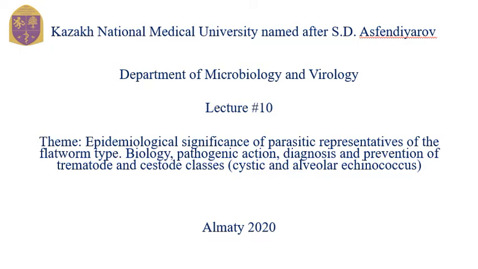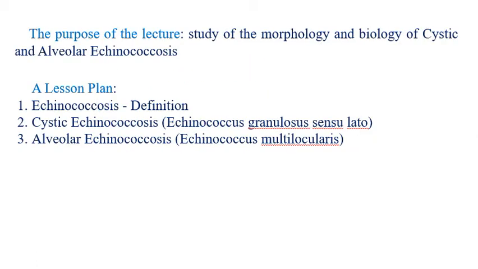The topic of lecture number 10 is the epidemiological significance of parasitic representatives of the flatworm type: biology, pathogenic action, diagnosis, and prevention of trematode and cestode classes, cystic and alveolar echinococcosis. The purpose of the lecture is the study of the morphology and biology of cystic and alveolar echinococcosis.